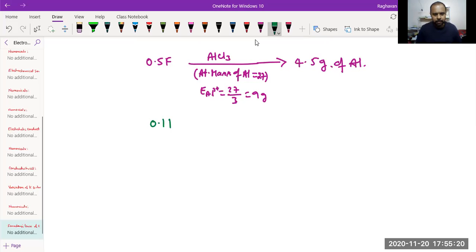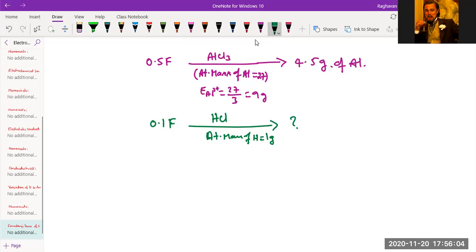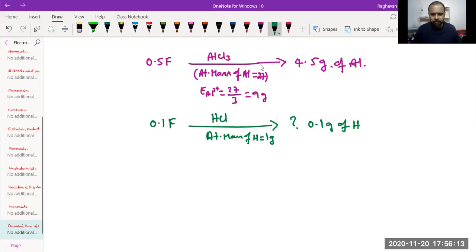I'm going to pass 0.1 Faraday of electric current through HCl. Atomic mass of hydrogen is 1 gram. So 0.1 gram of hydrogen, because the equivalent mass and atomic mass are both the same for hydrogen, it is 1. The equivalent mass of H+ is 1 by 1, which is 1 gram. No problem.